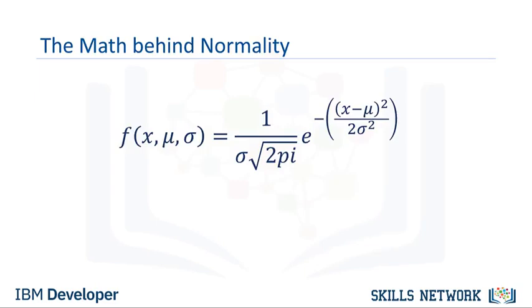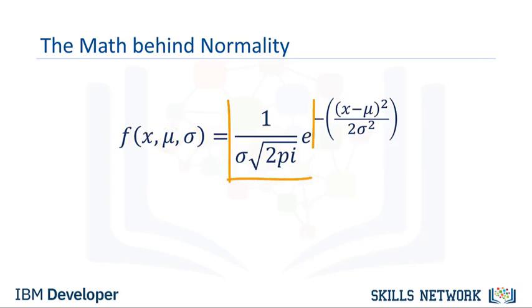Mathematically, normal distribution is presented by this equation. We can say that the normal distribution relies on three inputs, and f stands for function, a function of x, mu, and sigma. X is your data. X is a random variable, and it can attain any reasonable value. Mu stands for the mean, and sigma is the standard deviation.